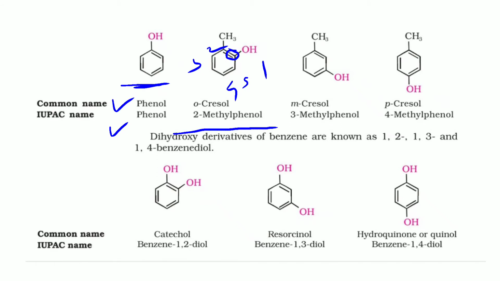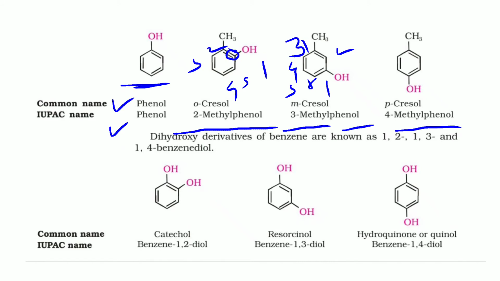It is metacresol. You can see 1, 2, and this is 3, 4, 5, 6. So it is 3-methyl phenol, and it is paracresol. This is 4-methyl phenol.